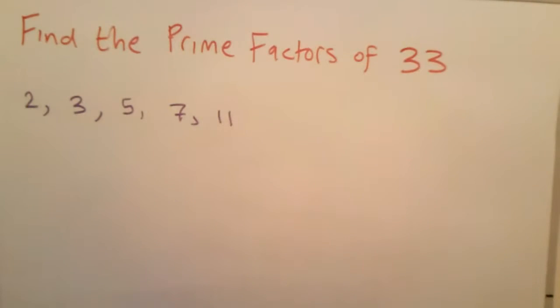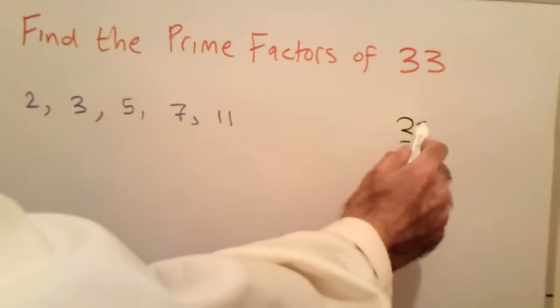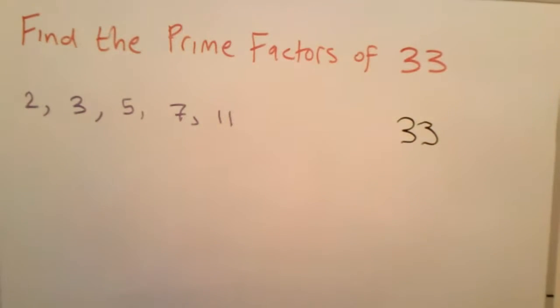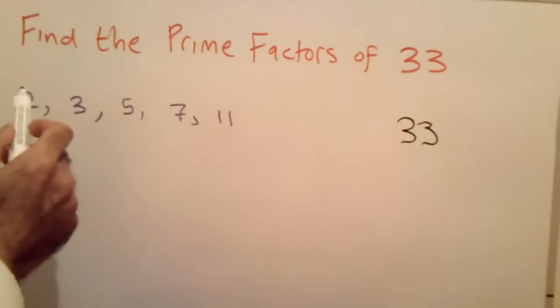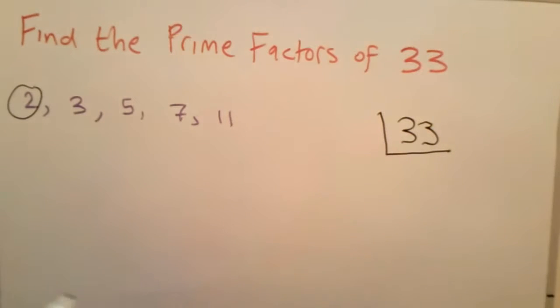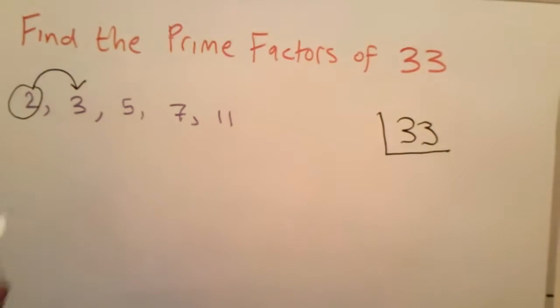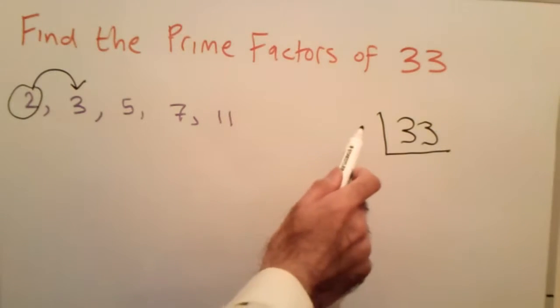Okay, let's do some more practice. Let's find the prime factors of 33. So we write down 33 here, and let's start with the smallest prime number, which is 2. Will 33 divide into 2 to give us a whole number? No, it won't. So we move on to the next highest prime number, which is 3.